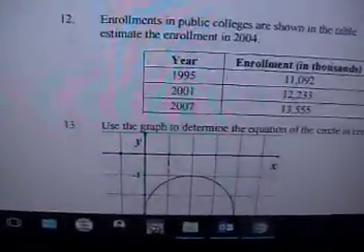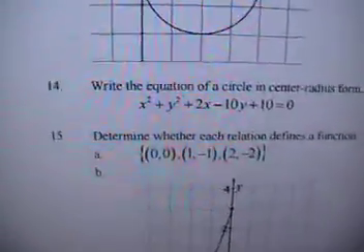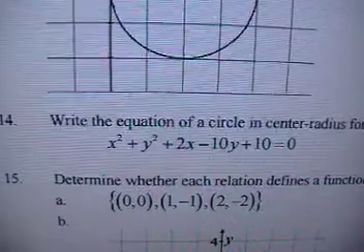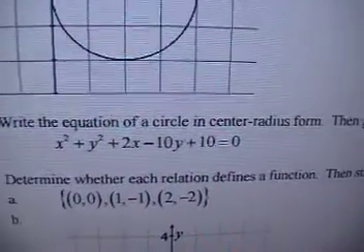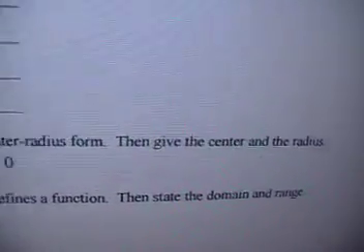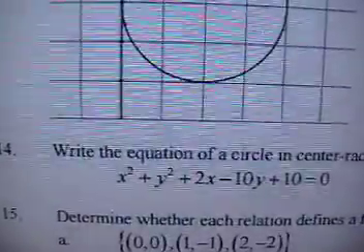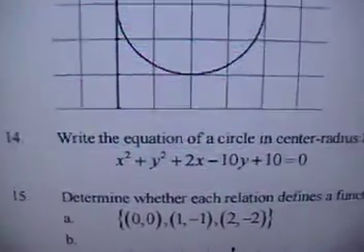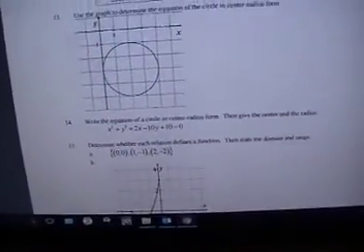Okay, next we want to do number 14. Here's the general form of a circle. They want us to transform it to the center radius form and then tell them what the center and the radius are. You can't tell the center and radius from this version, but if we do some manipulation to it, we can put it in a form where you can see the center and radius.